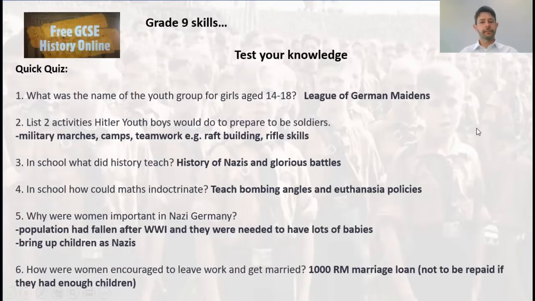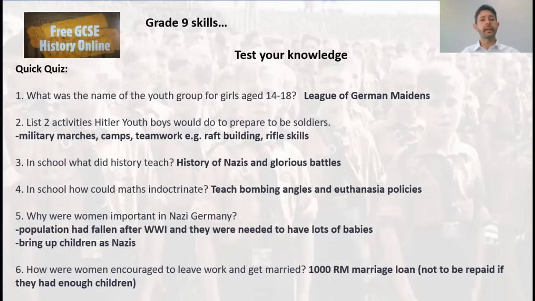So firstly, what was the name of the youth group for girls aged 14 to 18? So we've got the League of German Maidens. So there were a number of youth groups. Obviously, there was the Hitler Youth for the older boys, and there's the German Young Boys for the younger boys, and the German Young Girls for the younger girls. So from 10 years onwards, 10 to 14, then 14 to 18, young people are expected to join this. And from about, I think it's 1938, these were compulsory youth groups for children.